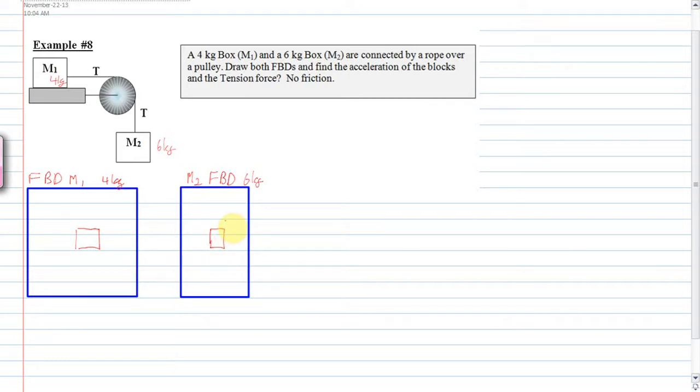So let's at least draw the ropes that are on both of them. This is the tension force on this one. And this is the backwards tension force on that one. Those are the internal rope forces. On both of them there's gravity acting, so we're going to put gravity pulling down on them. There's only one on a surface. And there's no friction. If we had friction, we'd be drawing it on M1.